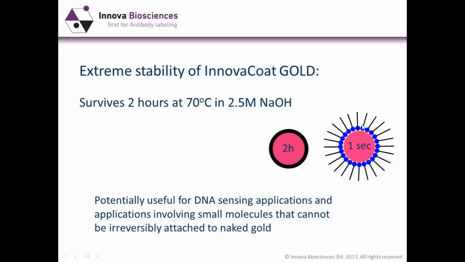Materials made with traditional technologies, if you like, won't survive. You can't really measure it. It's instantaneous aggregation with this sort of treatment. So we have an extremely stable colloid when we've got the Innova surface. So it's potentially useful for DNA sensing applications, which might be carried out at high temperature, and applications involving small molecules that cannot be irreversibly attached to naked gold.